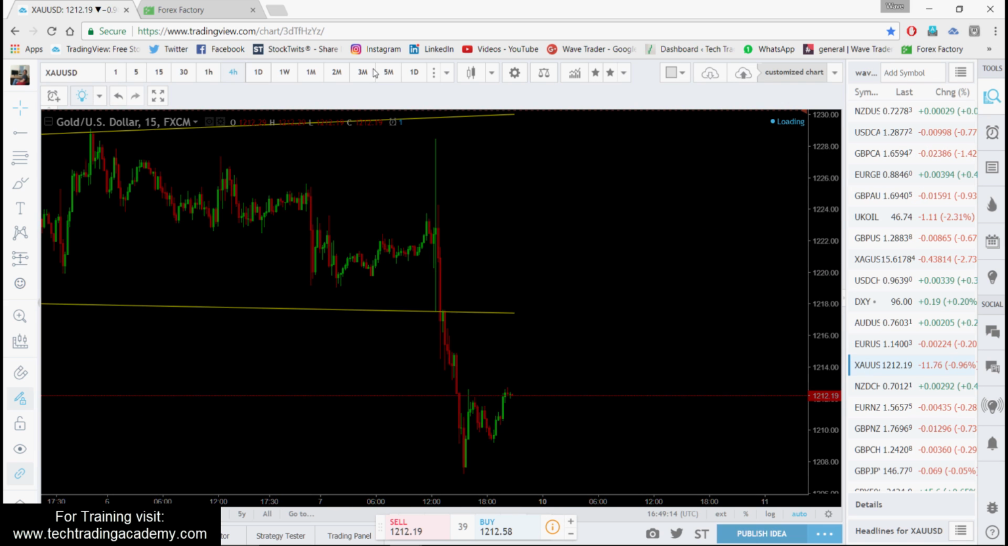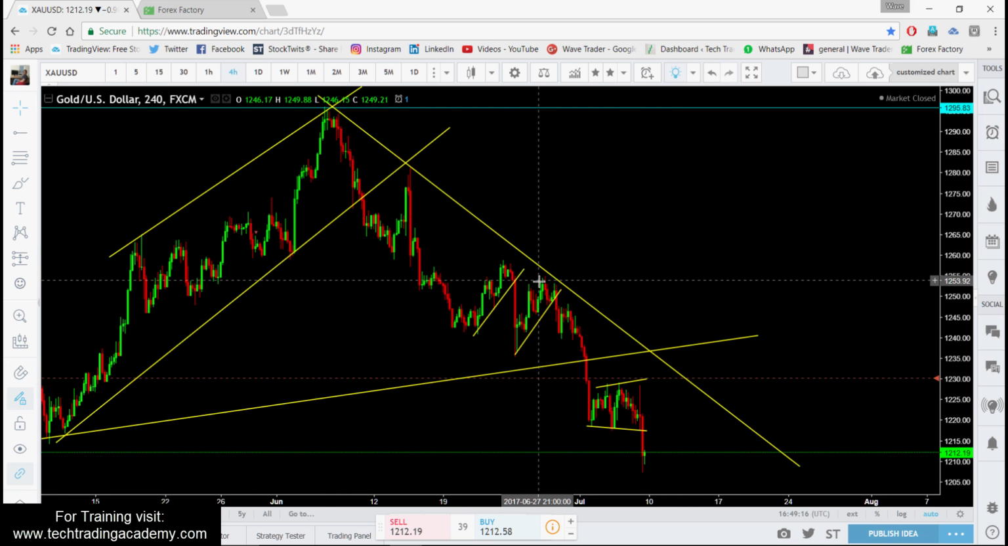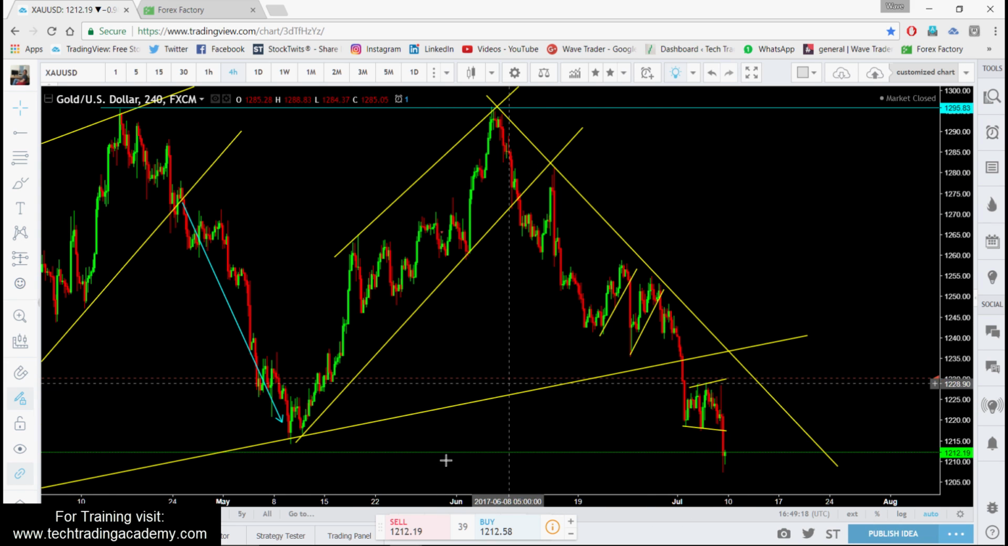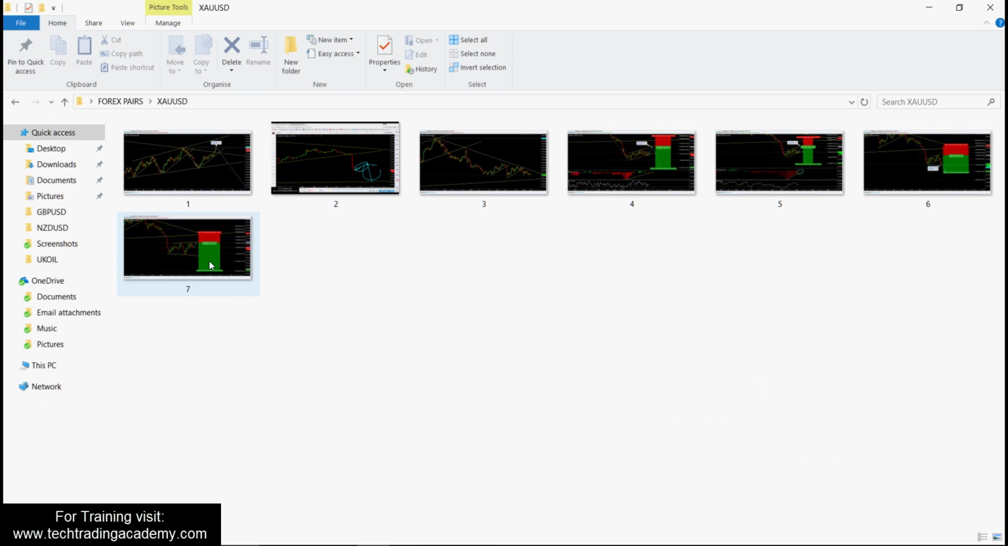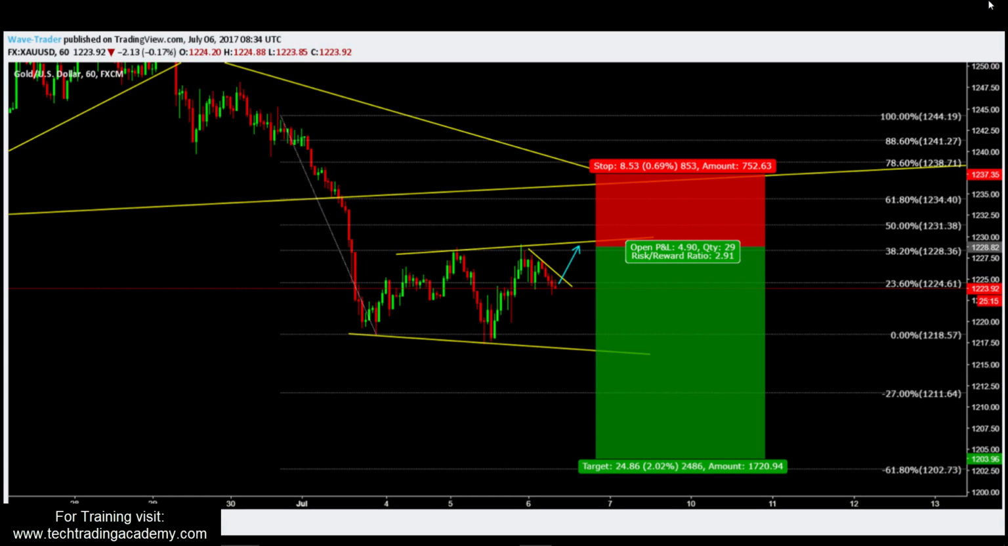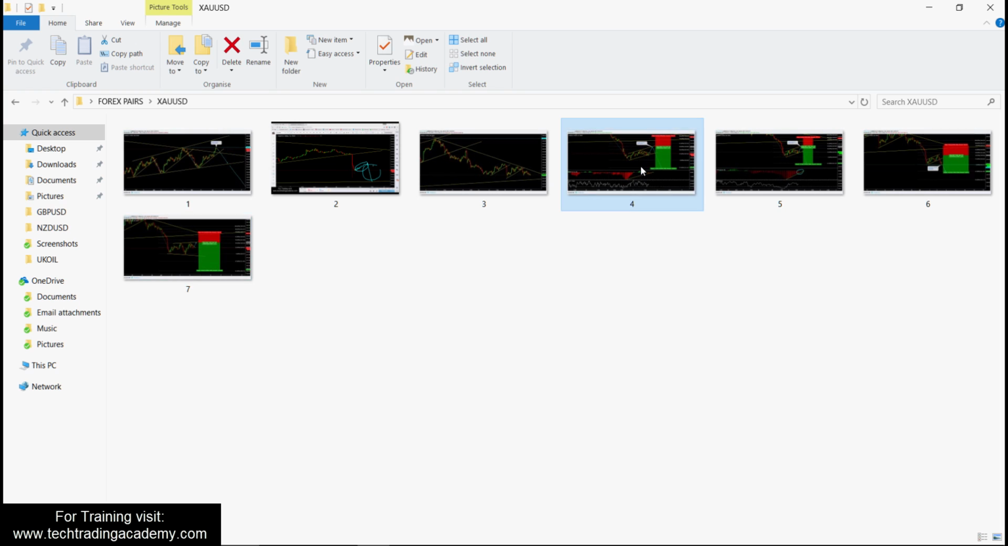XAUUSD, gold. I don't think we are having any trade setup on gold. There was a trade setup on gold last week, but currently I don't think we're going to get any trade setup. The trade setup was there, the first trade setup we were talking about. Let me show you the previous one.